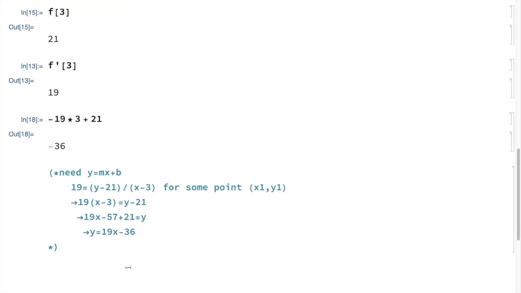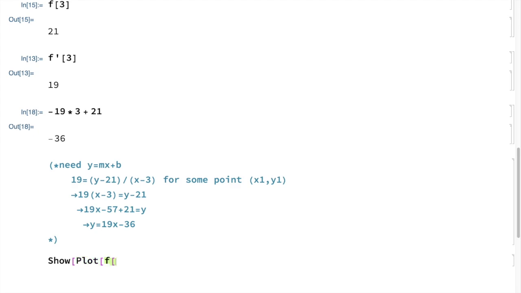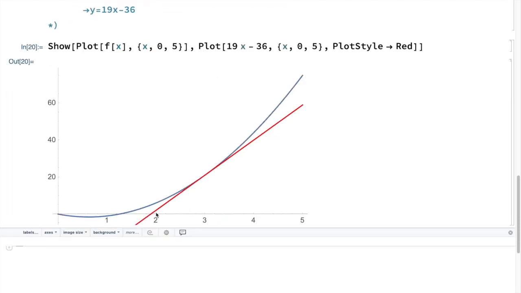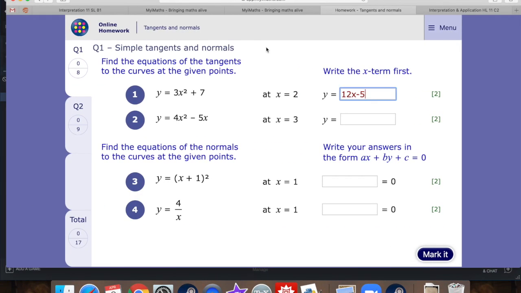All right, and we can actually plot that right now. So why don't we plot f of x from 0 to 5, I guess, looks pretty good. And then let's plot 19x minus 36 from x from 0 to 5. Yep, looks pretty good. Why don't we put a little plot style on that? Red. There you go. So now, as you can see, I have a tangent line evaluated at x is equal to 3. The answer should be 19x minus 36.